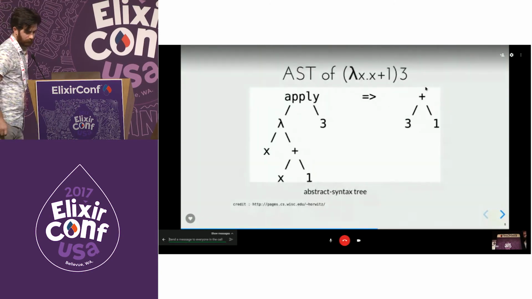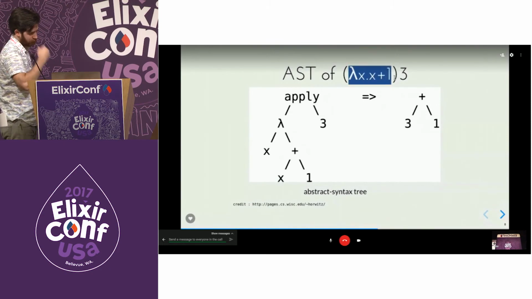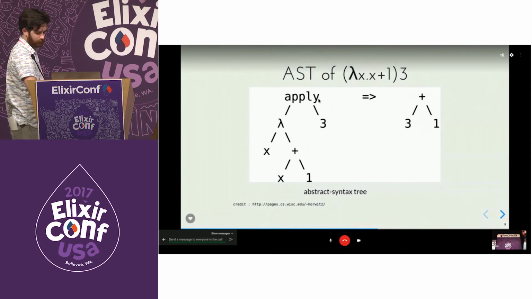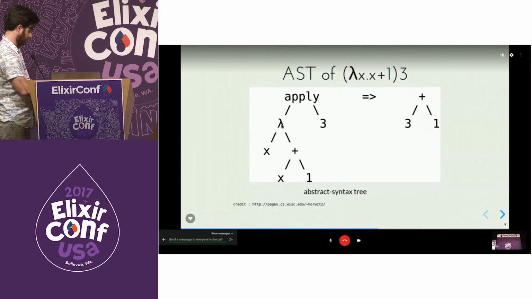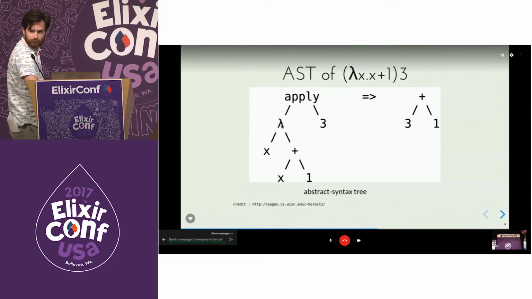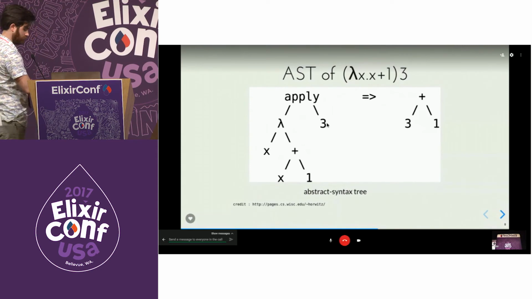Let's look at the abstract syntax tree of this particular lambda expression, lambda applied to 3. In this abstract syntax tree, there is an application operator here, apply, and this abstraction operator called lambda. On the left-hand side of the lambda is the formal parameter, and on the application side is 3, which is actually the argument to this lambda, and it gets applied, so it's transformed into something like this, and you can think of it as being calculated as 4.